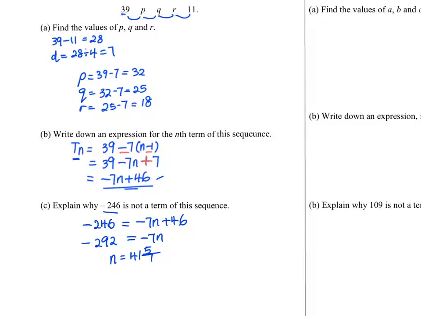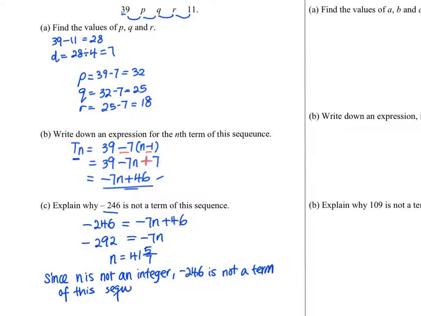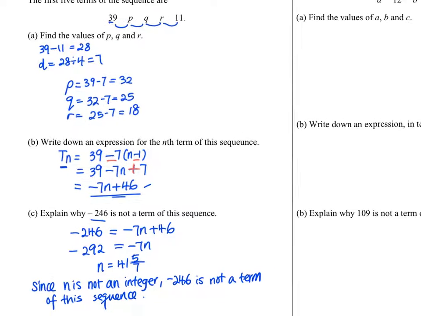This is the case where it can be quite obviously seen. Now n is not a whole number, not an integer, so there cannot be such a term in the sequence. So we write the following: since n is not an integer or whole number, negative 246 is not a term of the sequence. Okay, have you gotten your answer? With that, we move on to the next question.